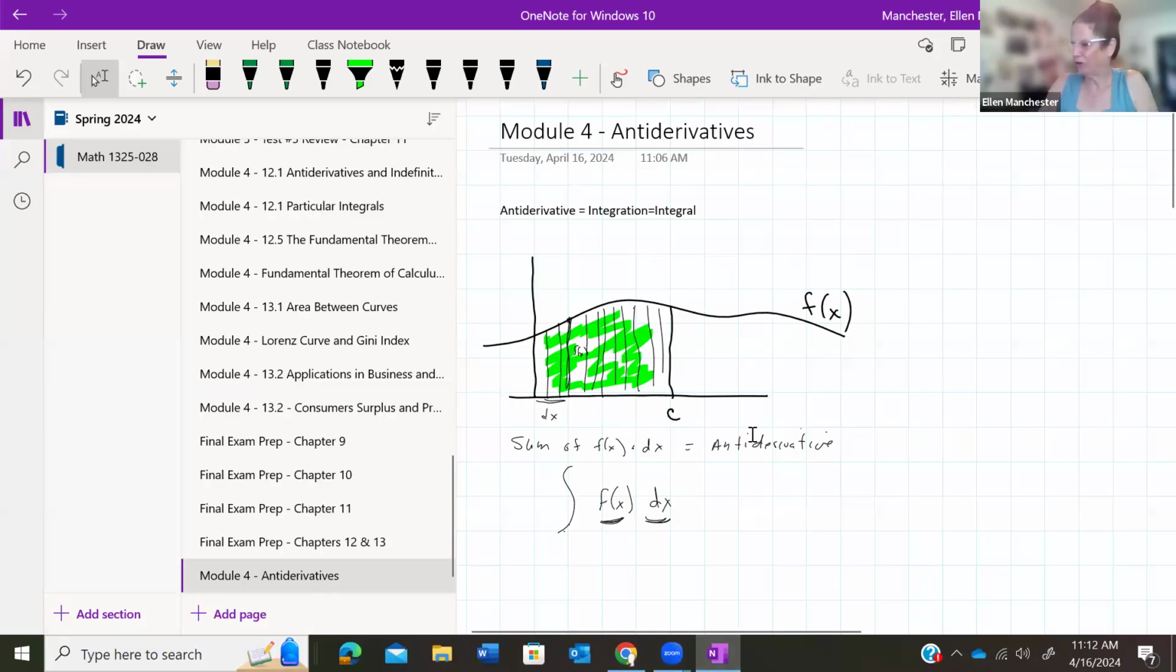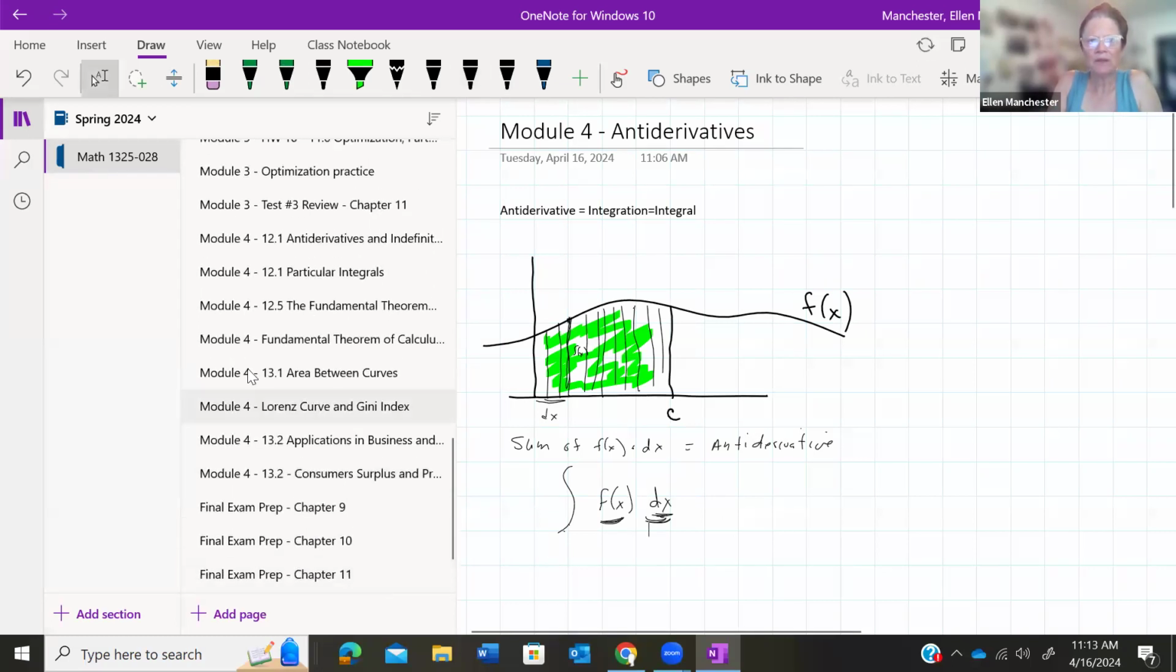All right, so we have an integral sign, we have the function, and we have it in terms of x. So this dx can change. It can be in terms of time, it can be in terms of u, whatever variables we're using. This part right here can change depending on what variables our function has.